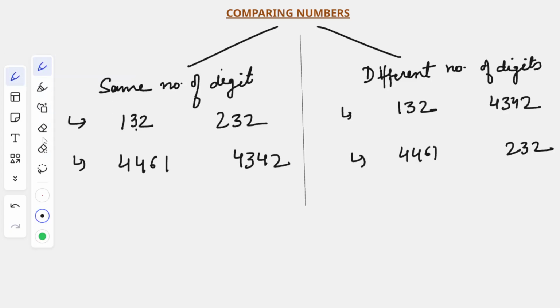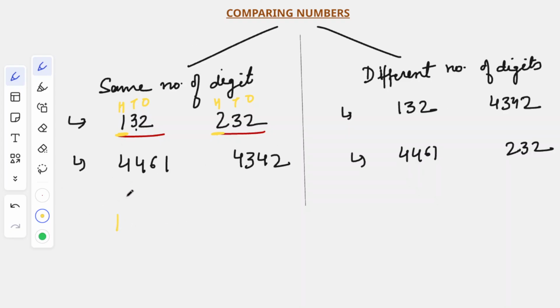So starting with the first set of numbers that we have, 132 and 232. Here we have 3 digits, ones, tens and hundreds. In this number also ones, tens and hundreds. And what is the rule of comparison? That we always start comparing the digit which is at the highest place value. So here hundreds is the highest place value. So we'll compare this 1 and this 2.